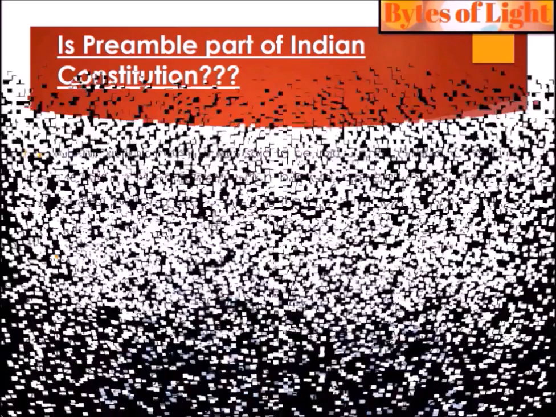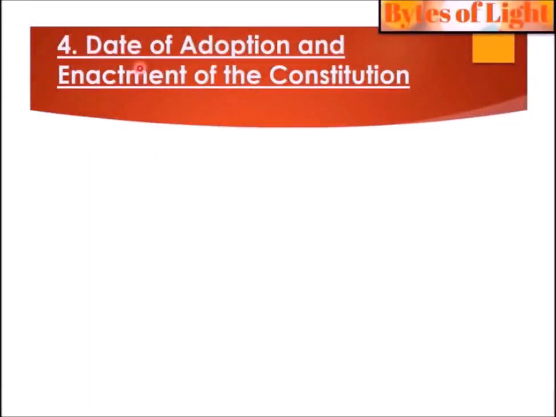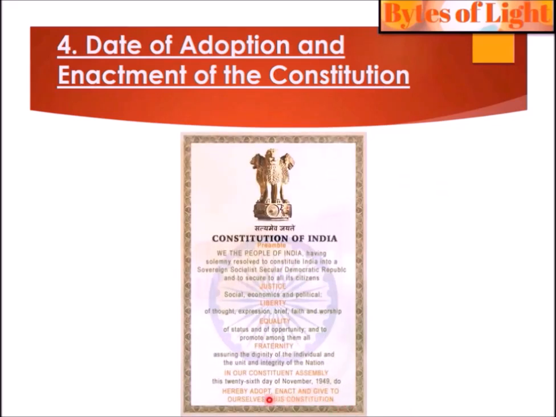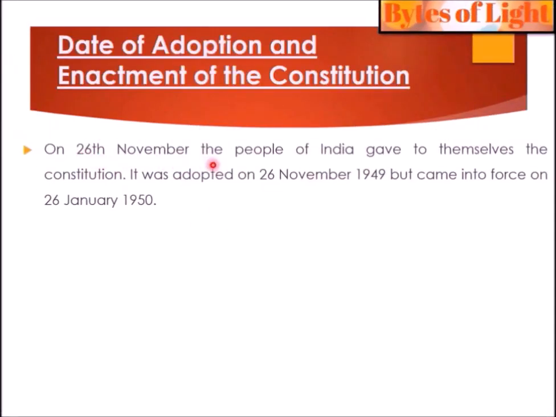Coming to the last one, that is the fourth part, that is the date of adoption and enactment of the Constitution. You can see that in our Constituent Assembly, this 26th day of November 1949, do hereby adopt, enact and give to ourselves this Constitution. So the last part describes the date, that is 26th day of November 1949. That is, on 26 November, the people of India gave to themselves the Constitution, and it was adopted on 26 November 1949 but came into force on 26 January 1950.